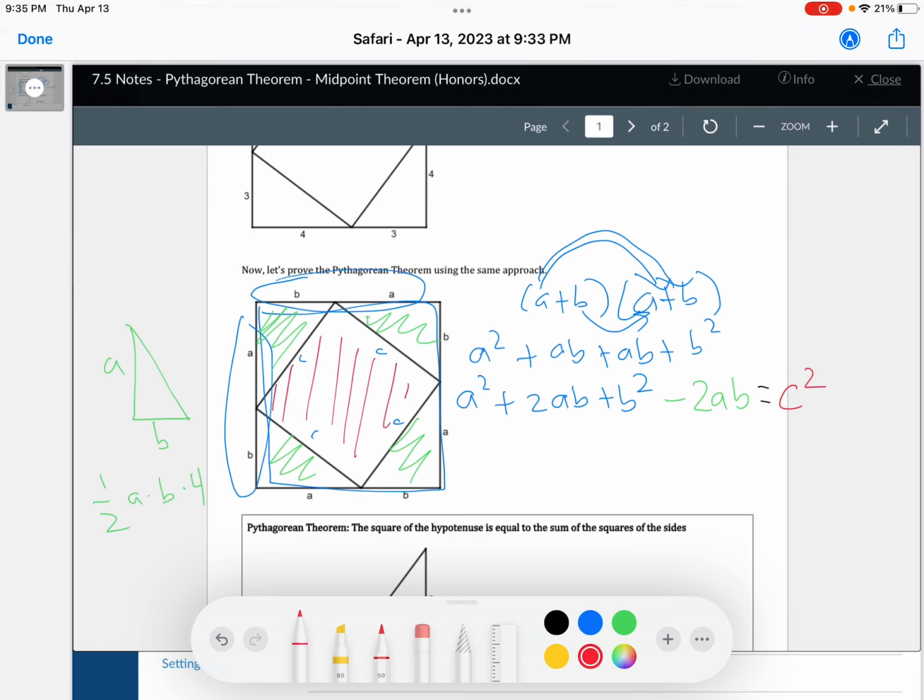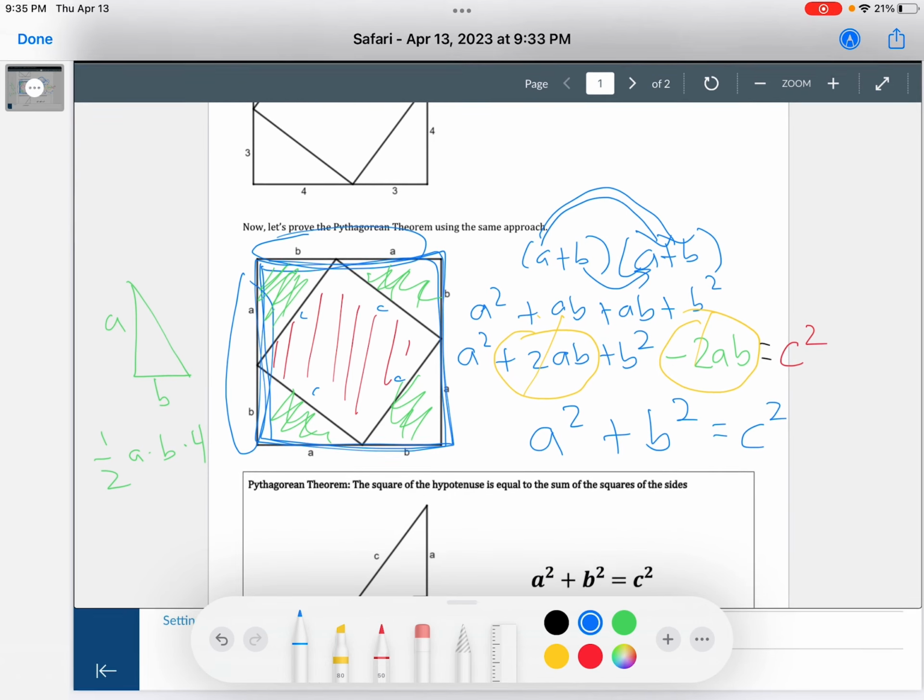One more time, for the conceptual idea here: we're taking the blue square. The area of the blue square is a squared plus 2ab plus b squared. Now we're subtracting from that these 4 triangles. Their combined area is 2ab, and that's going to equal c squared. Well, we can do a little bit of simplification. Let me circle 2ab minus 2ab. Those cancel out, and we are left with the beautiful and elegant formula a squared plus b squared equals c squared. That's the Pythagorean theorem, which we know and love.